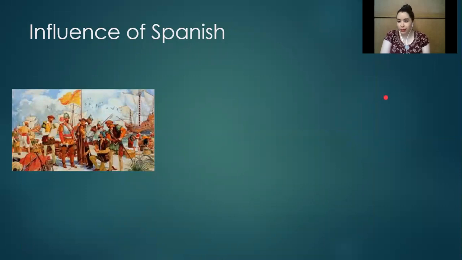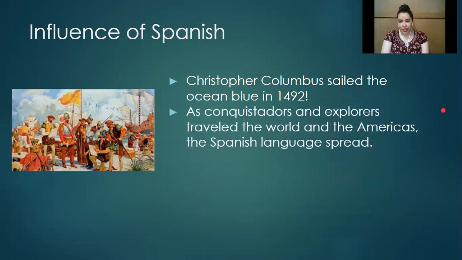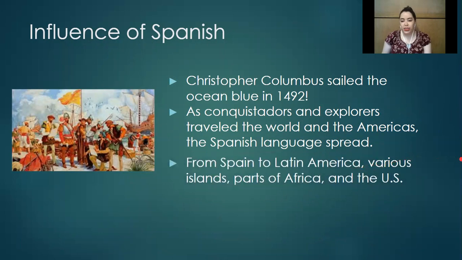So how did the Spanish language come from this one country to all around the world like it is today? Well, it all started with Christopher Columbus, who was sponsored by the Spanish royals in his expeditions. And then, of course, more conquistadors and explorers traveled the world, and the Spanish language spread. They made colonies. So now it's spoken in Latin America, various islands and parts of Africa, and the US.